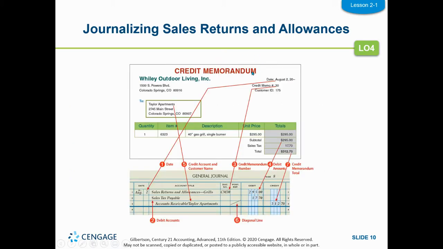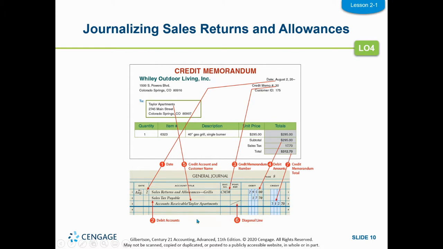So here is an example of the credit memo. We have the date. Here we are, Wiley Outdoor. Taylor Apartments brought something back. It tells us what our number is for our credit memo, and it tells us what was brought back. The amount of the sales return is the amount of the sale individually. We have to return their sales tax, guys. So we have a sales tax that we're going to return. And then we have our accounts receivable slash, and that's important because we're going to have to post it to accounts receivable slash Taylor Apartments for the overall total.